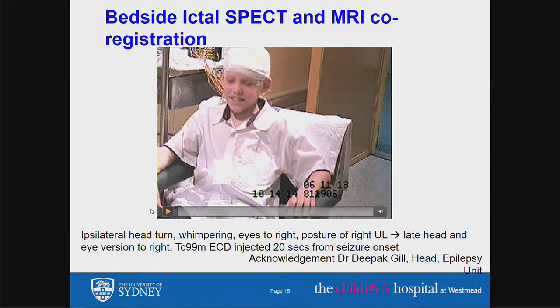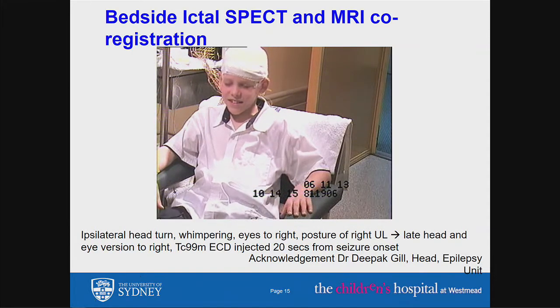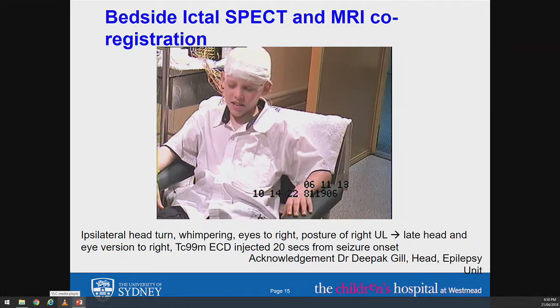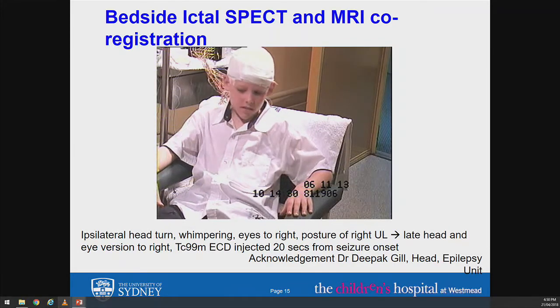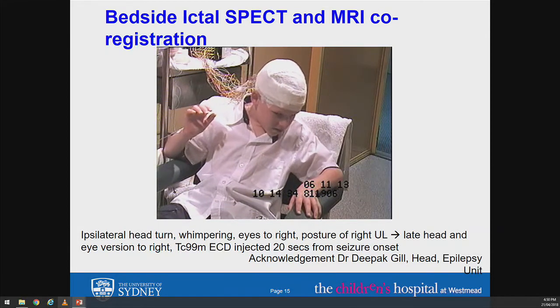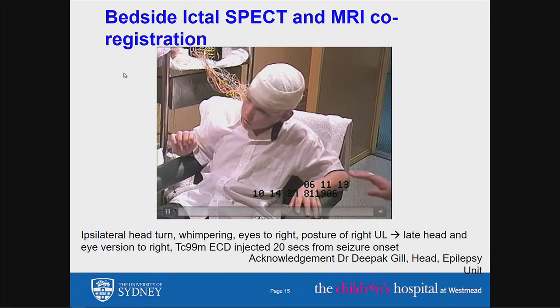Let's have a look at his semiology. So you'll notice that he's in the preictal phase. You can see he senses something. He's going to turn his head, whimpering, and you'll see this posturing of his right upper limb and this late head response with deviation of the eyes. Here he goes.